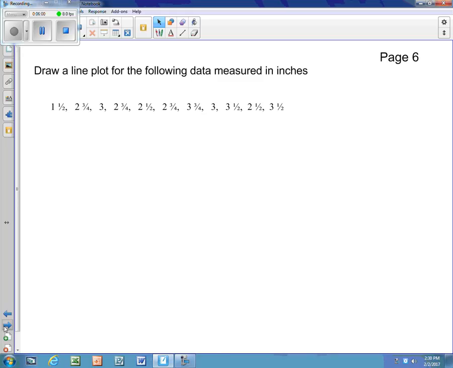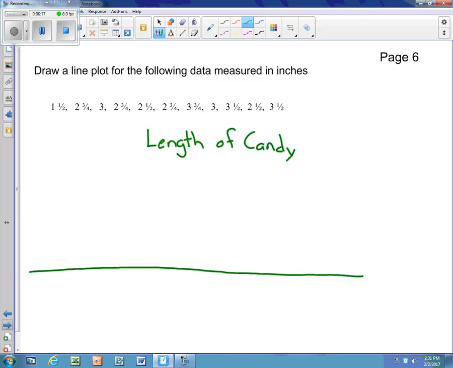Sometimes we're not going to read line plots, but instead we're going to draw line plots. So the first thing we need is a title. So we're going to act like this is the length of candy. We'll make up a title. We're going to need our number line down here for the line plot.